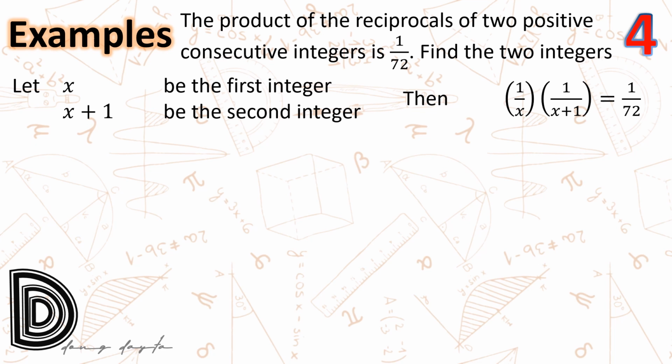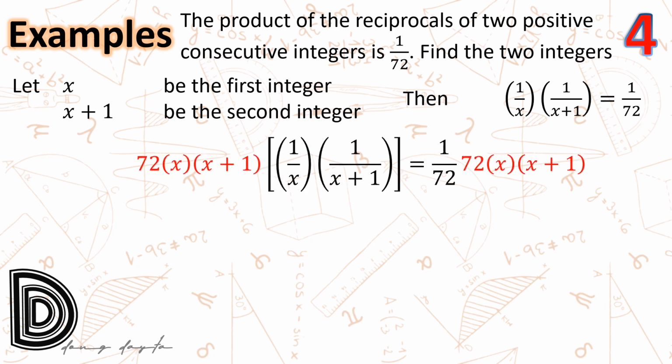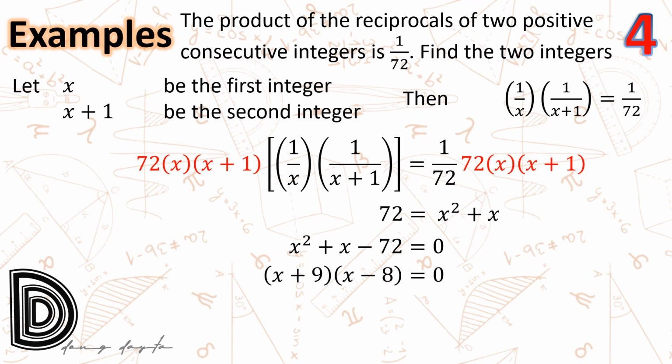Again, let us multiply this by the LCD, which is 72 times x plus 1. So in the first factor, x cancels, we'll have 72 times x plus 1, cancel also, so we have 72. On the right hand side, we have x times x plus 1, or x squared plus x. Then we write this equation into a quadratic equation. That will be x squared plus x minus 72. And by factoring, that is x plus 9 times x minus 8 equals 0.